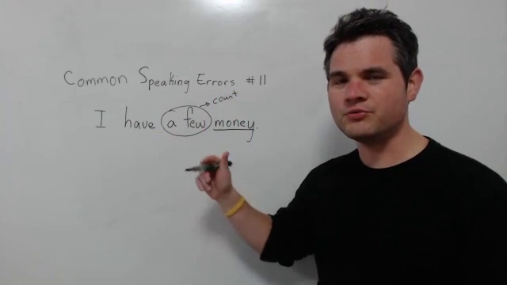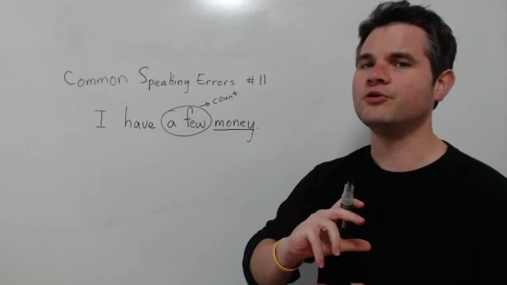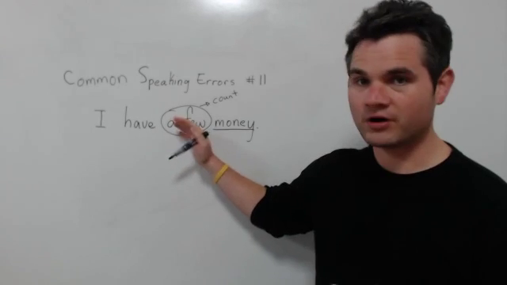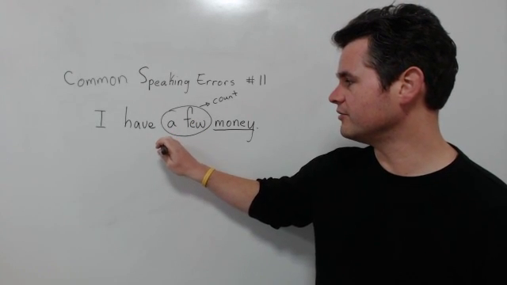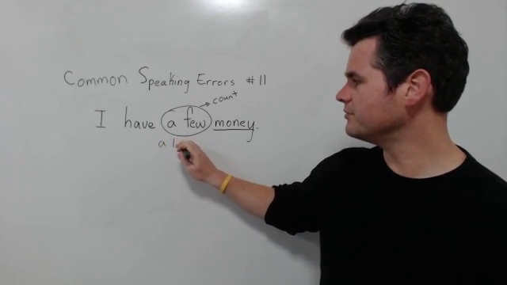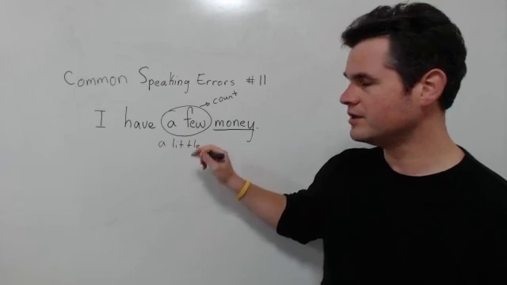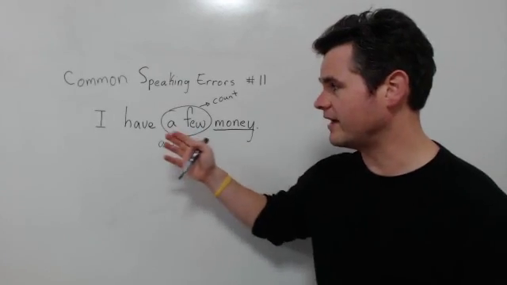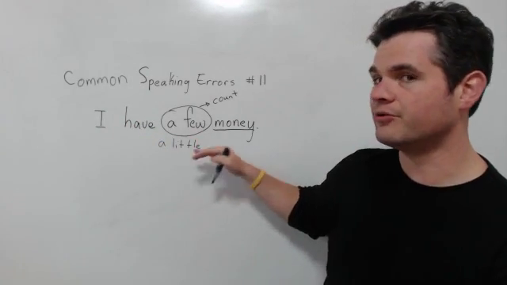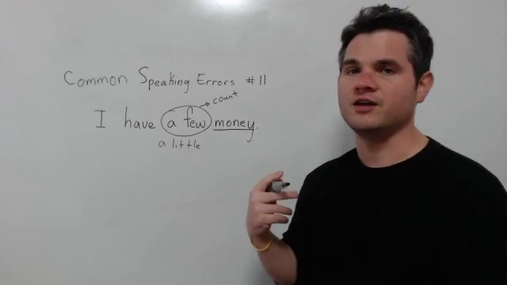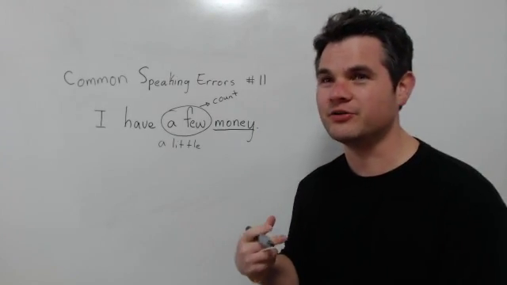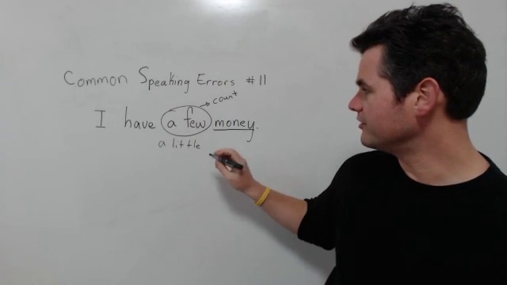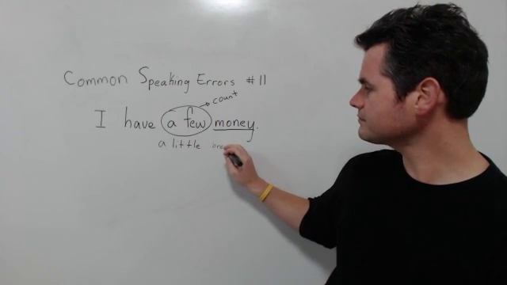Now, the uncountable word for a few is going to be a little. So we will use a little to describe a small amount of an uncountable noun. So you can say, I have a little money. You can also use another uncountable noun, bread. I have a little bread.